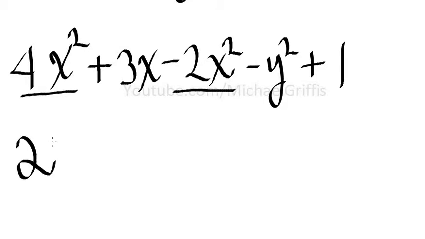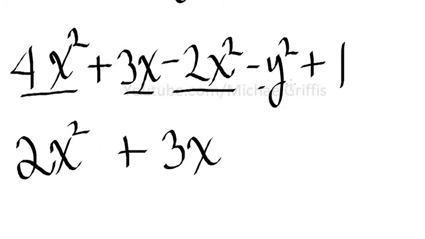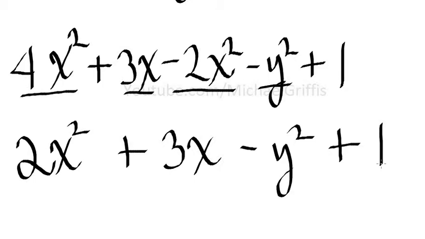So 2x squared. Okay, any other like terms? We have a 3x, but is there anything else that has an x to the first degree? And I don't see it. So we'll write plus 3x. And then what about the y? No other y squareds. And of course, there's no other constants. Okay, we'll look at another one here before we go.